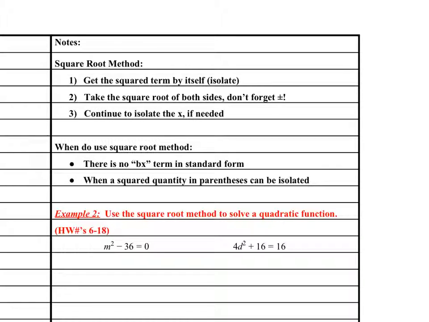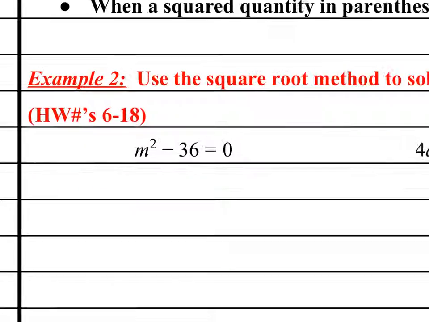This is a good idea to use whenever there is no bx term. So remember, it's ax squared plus bx plus c. If b is 0, then you can use square root. Or if there's a squared quantity in parentheses that can be isolated, and you'll see what I mean. We'll talk more about that next week. For today, let's get to solving.